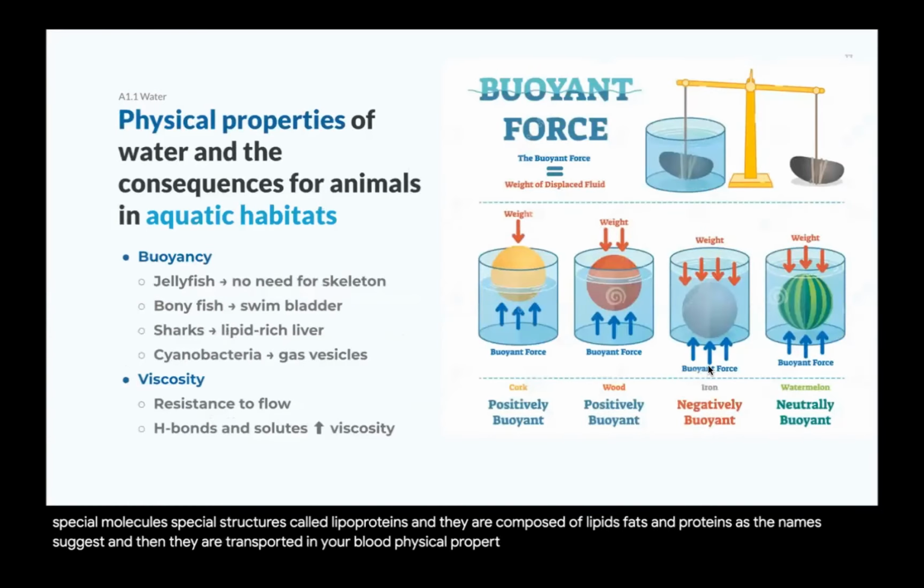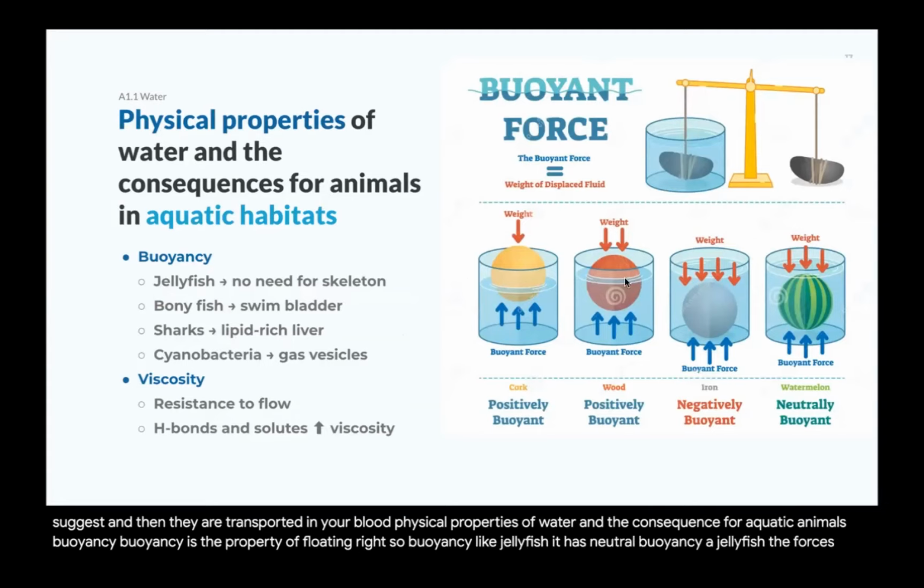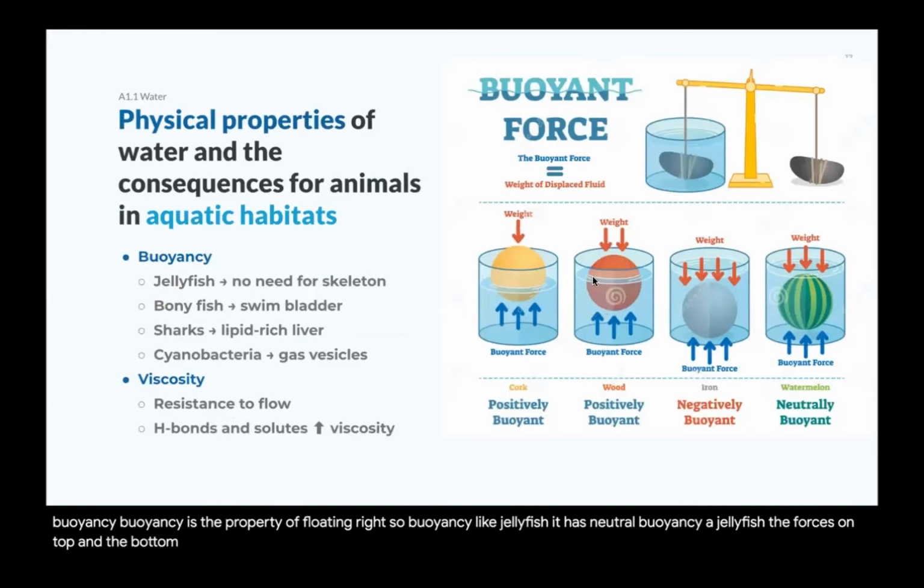Physical properties of water and the consequence for aquatic animals. Buoyancy. Buoyancy is the property of floating, right? So buoyancy, like a jellyfish, it has neutral buoyancy. A jellyfish, the forces on top and the bottom of the jellyfish, they cancel each other out. So the jellyfish is just floating around.